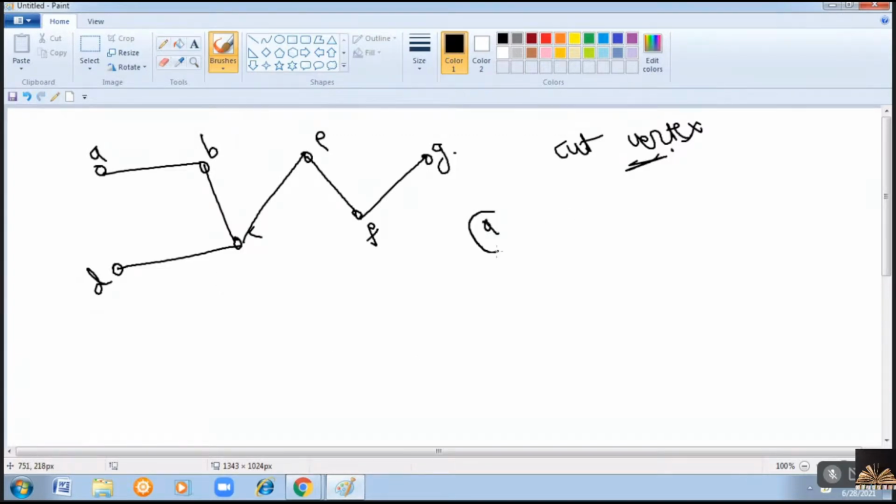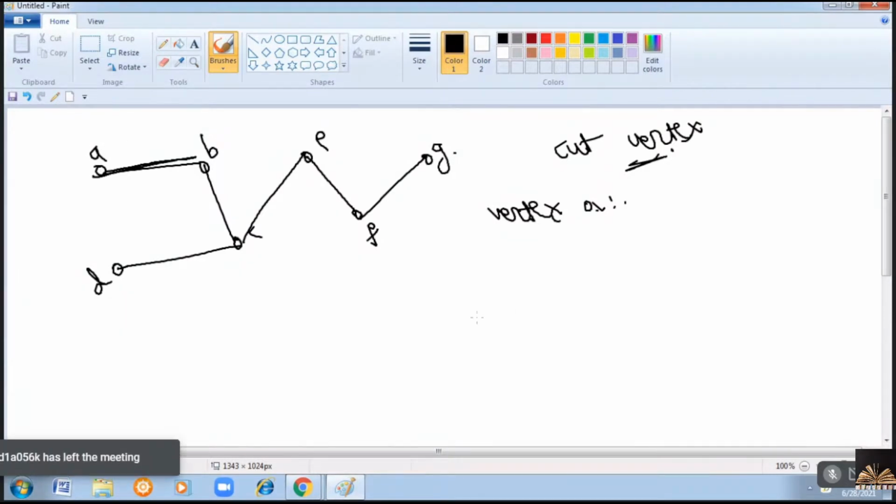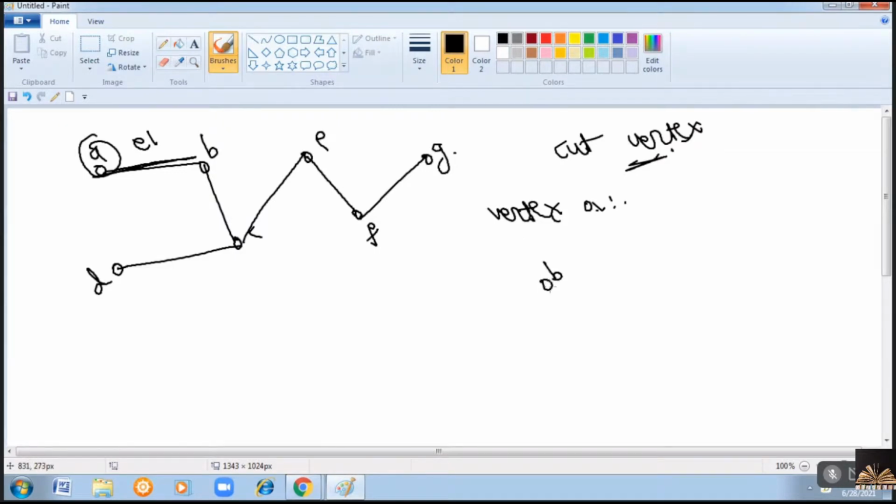Consider the vertex A. What will happen if you remove the vertex A? You are removing vertex A, which means you have to remove the edges incident with vertex A. What are the edges incident with it? This is the only edge. That means you have to remove A and this edge E1. Put your hand on this edge and vertex and check whether you will get a disconnected graph or not. When you remove A and its incident edge, you will get a graph like this.